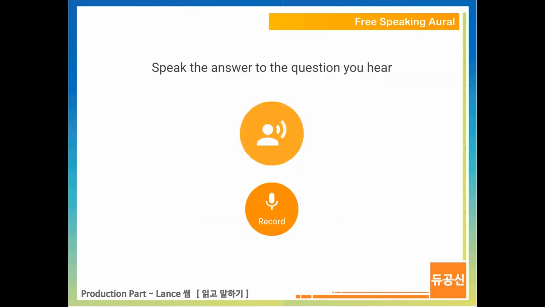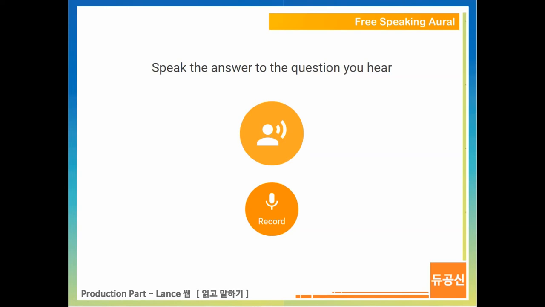Speak the answer to the question that you hear. This is the only thing that you'll see appear on the screen. Now remember, you won't see a question appear. You'll have to listen to it. So here's the button that you are allowed to push up to 3 times. And when you click it, a question, something like this, will appear, or you'll hear.